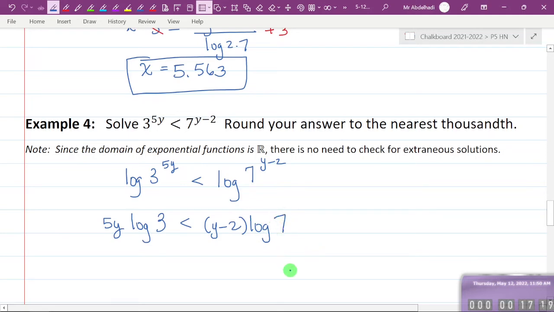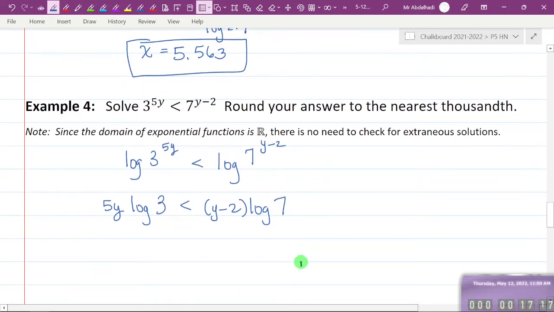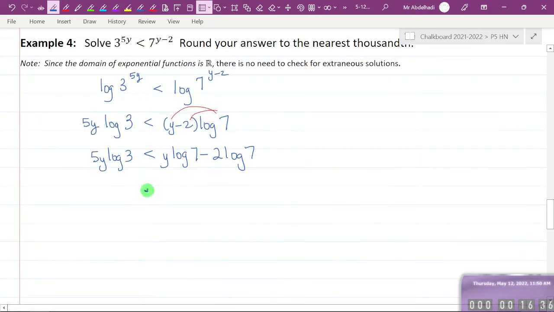Okay, now my goal is to get the y by itself. Now there's one y over here, there's another one trapped in the parentheses over here. The only way to get this y out of the parentheses is to distribute this log 7 like that and get a single term with a y and then move that term over. So this side is going to become y times log 7 minus 2 times log 7. This side will remain as it is. Okay, so I have a y here and I have a y here, and my job is to get them all on one side.